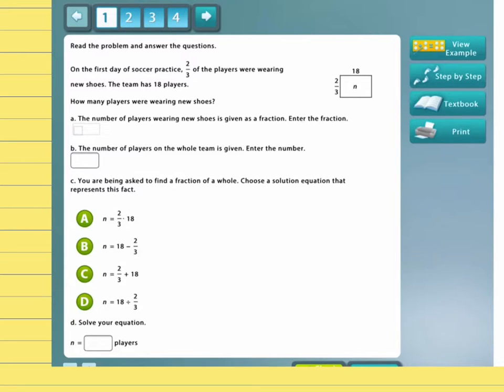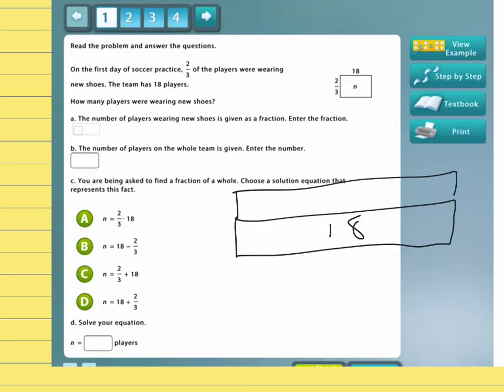I would probably do a fraction bar model, and I'd say if that's 18 and I was going to divide that into 2/3, how many parts would be in these 2/3 here? So it's easy to see that 18 divided by 3 is 6, so each of these would be 6, and so the answer should be 12. But let's take a look at what they have in their problem.